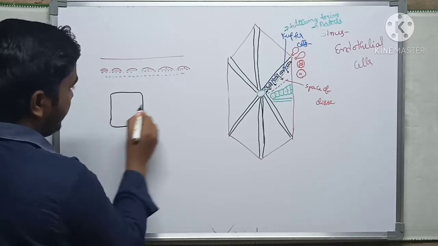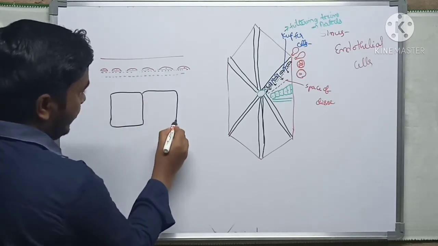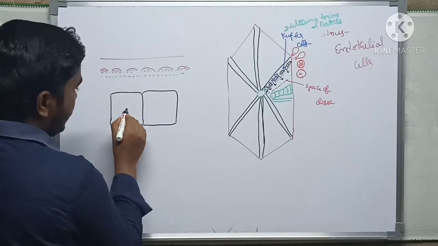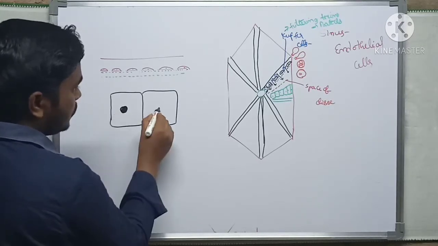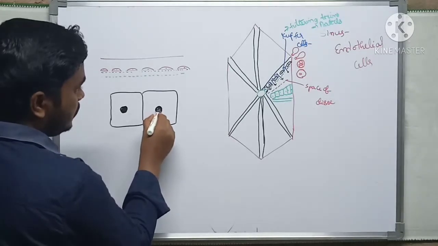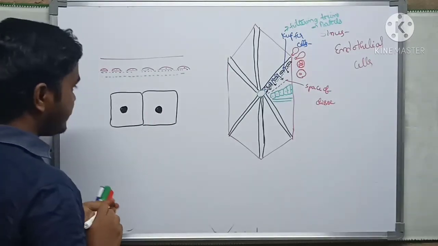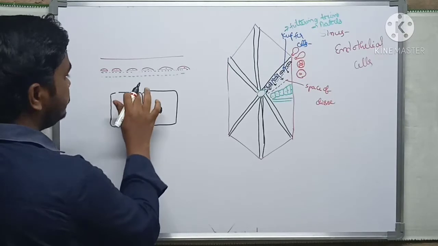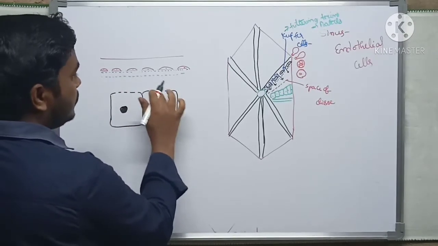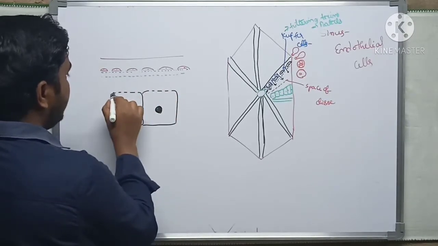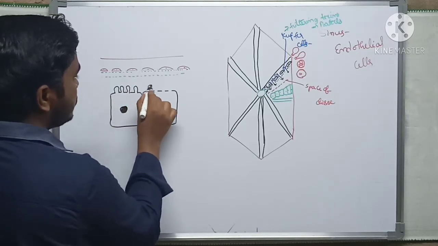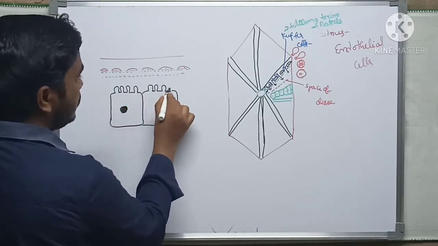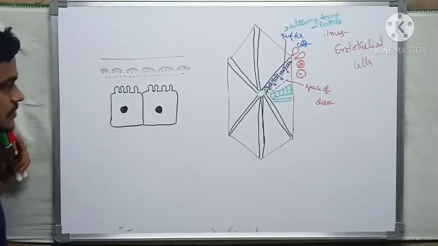This is our hepatocyte, one hepatocyte cell. They have a large nucleus. In this we will see the nucleus is like this, a large nucleus. On the surface of hepatocytes there are some villi, which are helpful for increasing the surface area. These are the villi of hepatocytes.